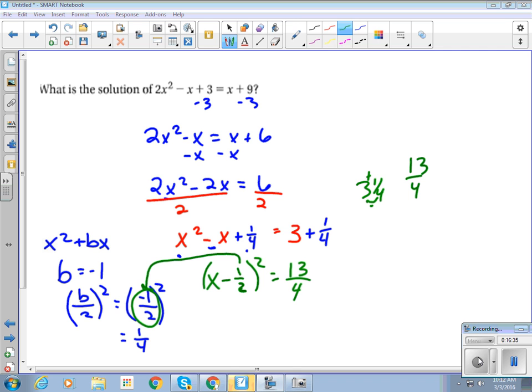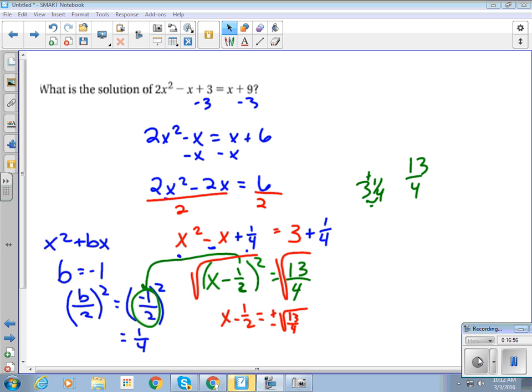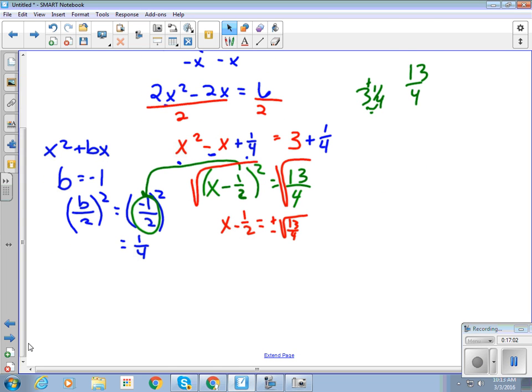So I'm going to take the square root of both sides. So this is what we were doing before. So I get x minus 1/2 equals plus and minus the square root of 13/4. To solve for x, I gotta add 1/2 to both sides. So I got x is equal to 1/2 plus or minus the square root of 13 over 4.